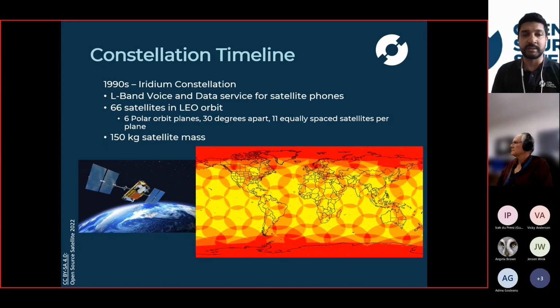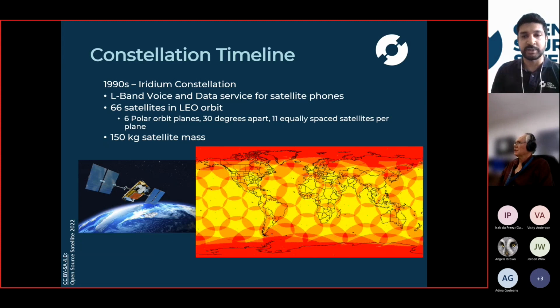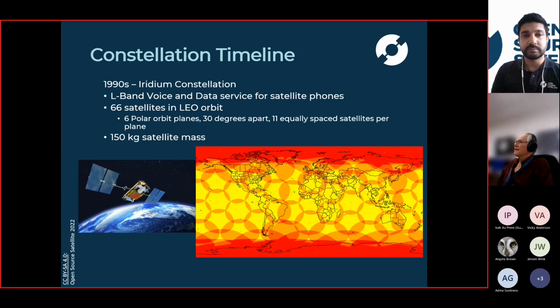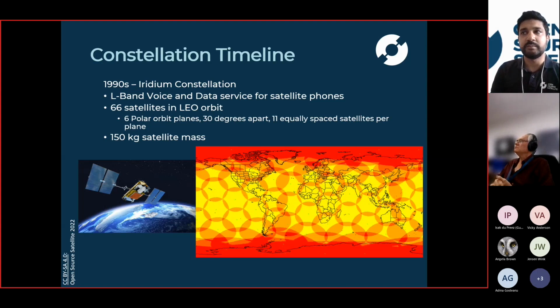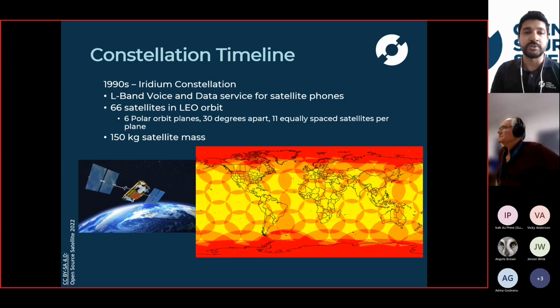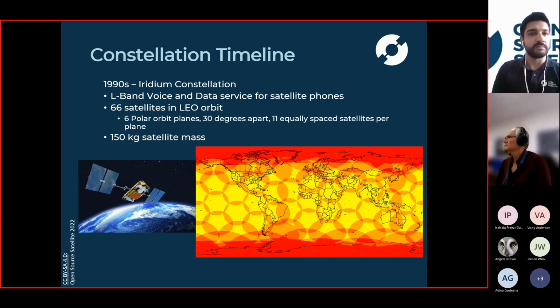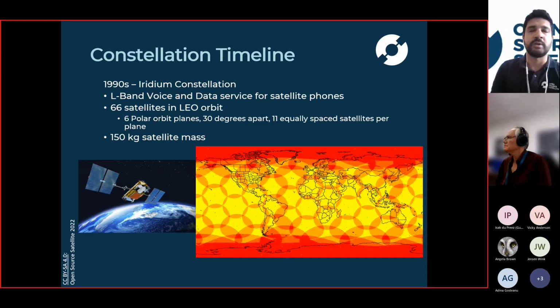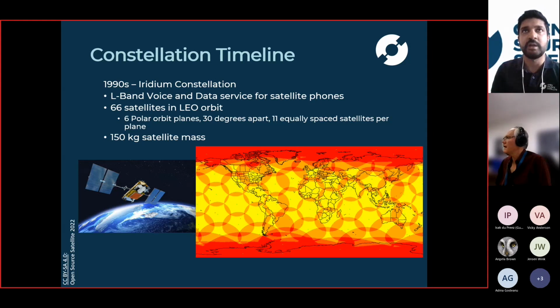The satellite mass is now reduced to 150 kilograms, so a much smaller satellite. The Iridium constellation was added to, and I think maybe replaced by, the Iridium Next constellation, which I don't have much more information about, but I'm sure people have heard it mentioned before.